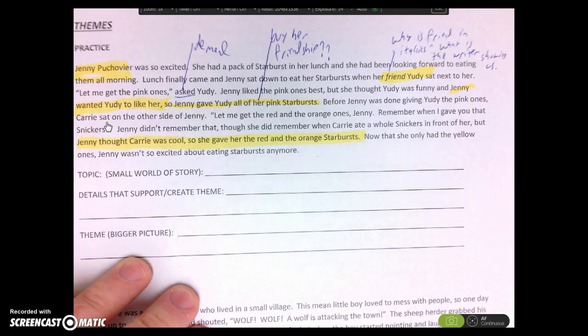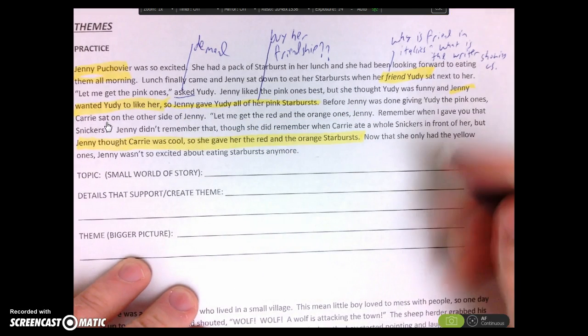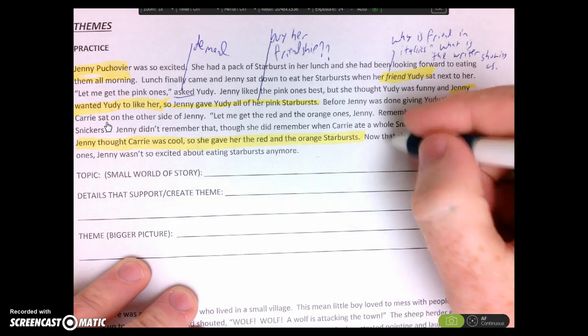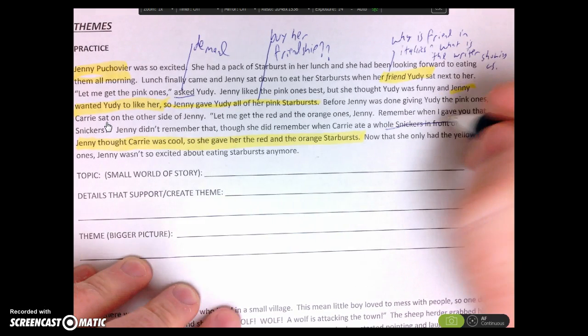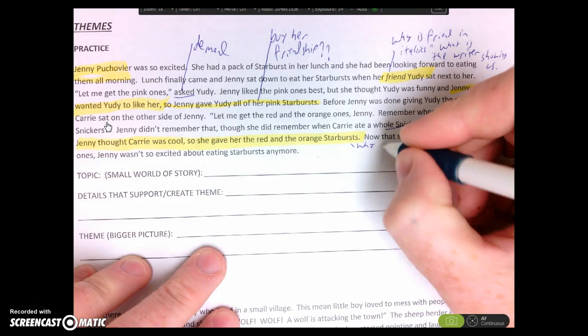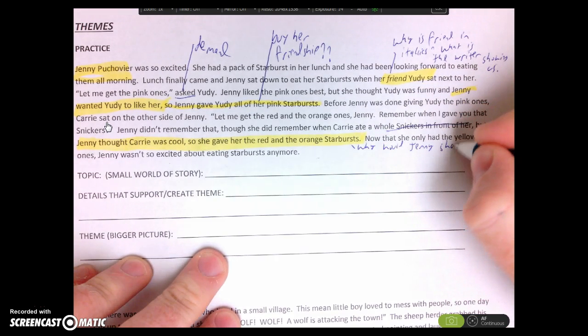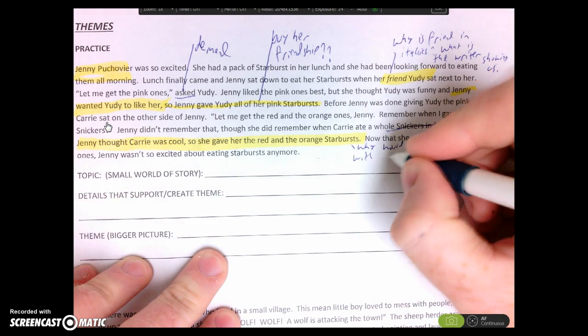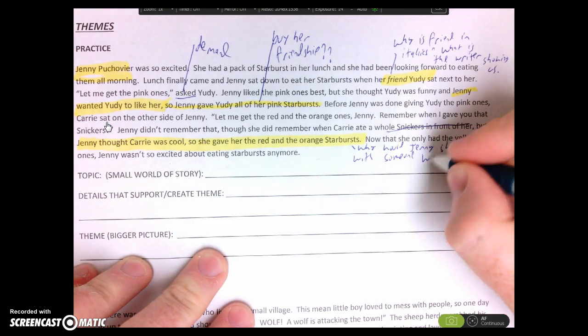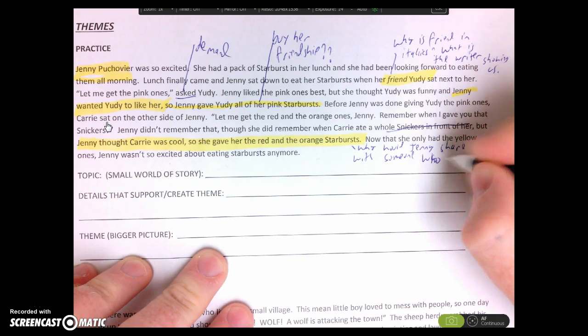Now wait a minute. Why would you do that? If somebody ate a whole Snickers in front of you, why would Jenny share with someone who didn't share with her?